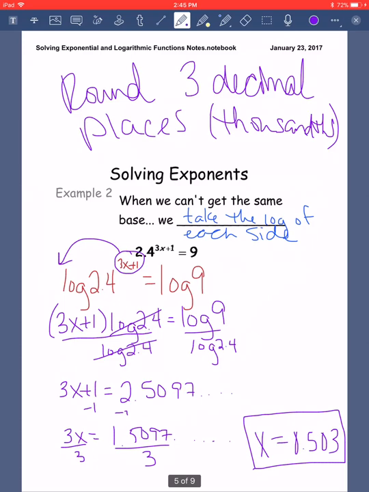So we rounded at the very end. So when you can't get the same base, you're going to take the log of each side. And then you wait to round till the very, very end.